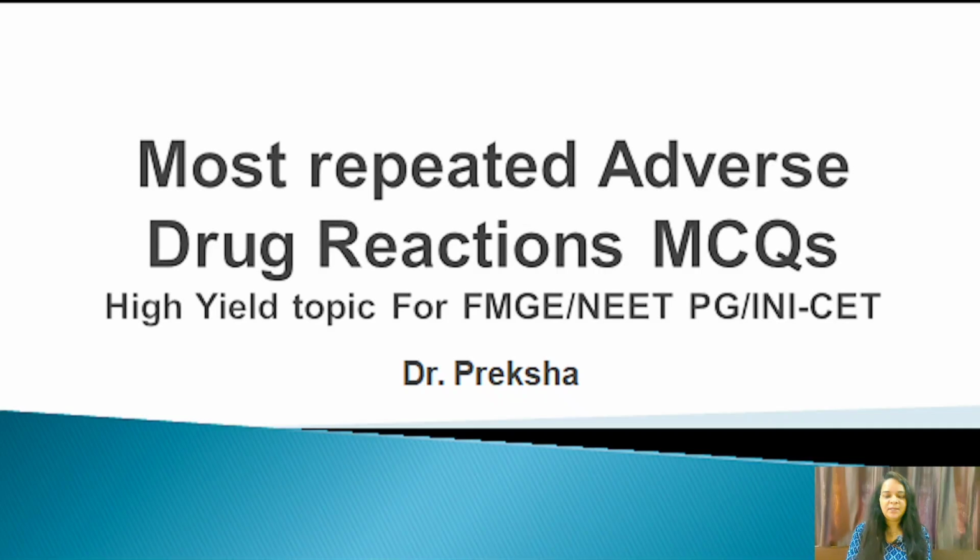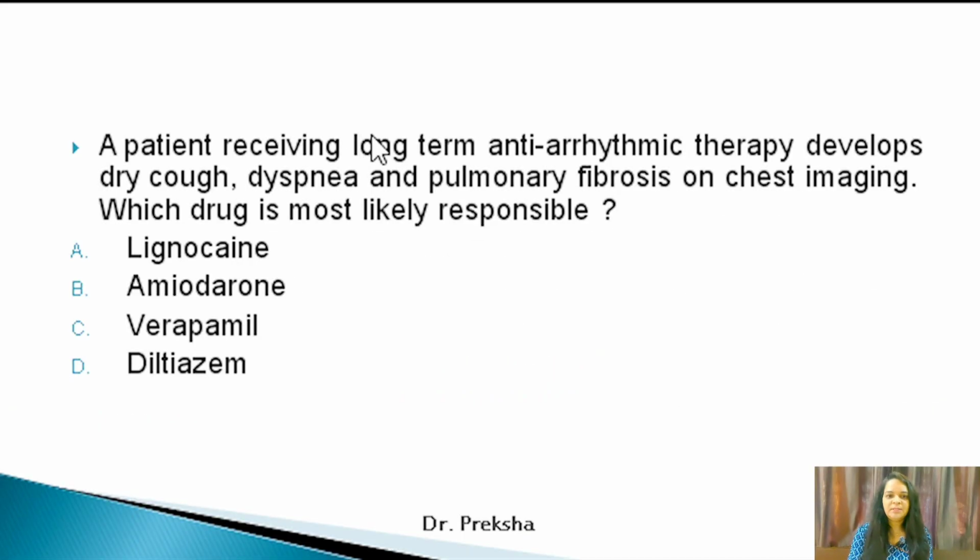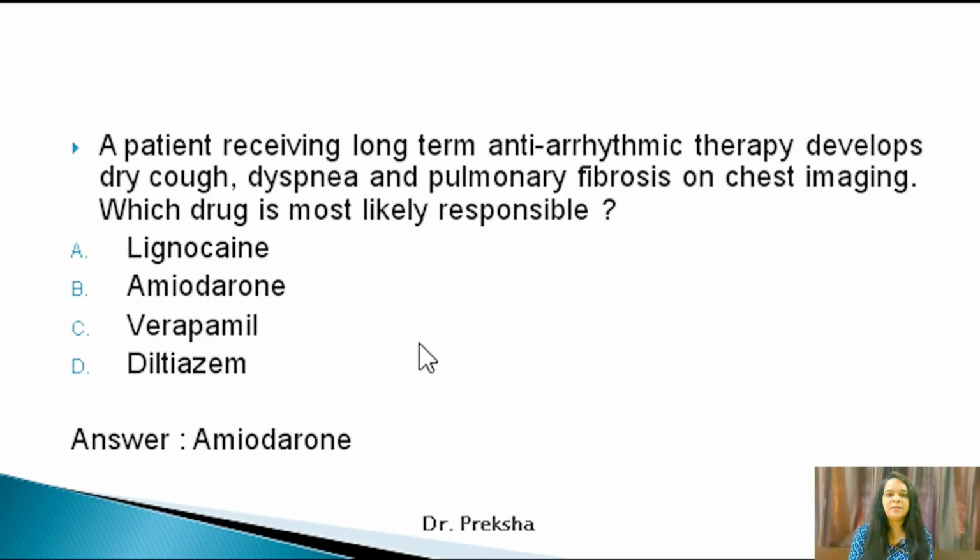Which are the most repeated adverse drug reactions in the form of MCQ in all these exams? A patient receiving long-term antiarrhythmic therapy develops dry cough, dyspnea, and pulmonary fibrosis on chest imaging. Which drug is most likely to be responsible for this? The options are lignocaine, amiodarone, verapamil, and diltiazem. Pulmonary fibrosis is a characteristic side effect of amiodarone. So here the answer is amiodarone. Rest of the options are not true.